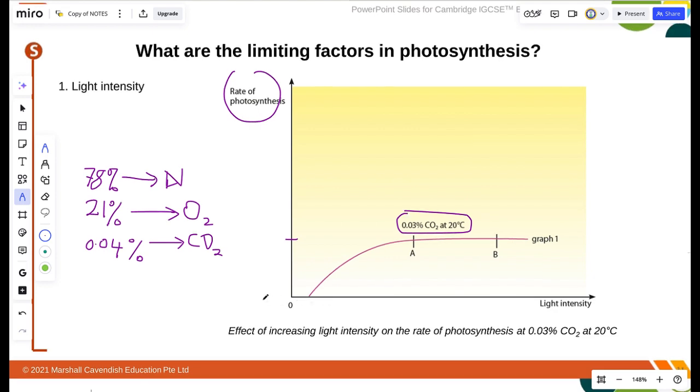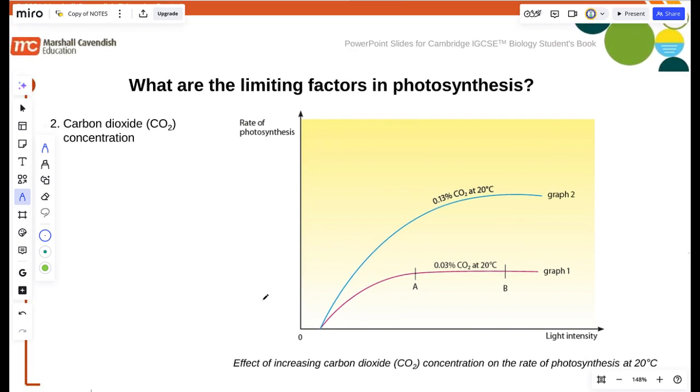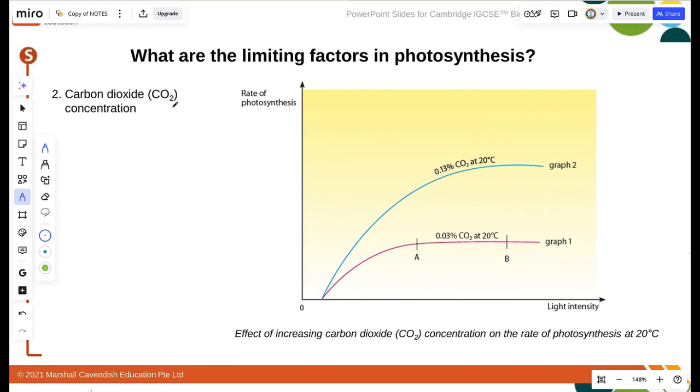Now let's take a look at another factor. The second factor is carbon dioxide concentration. Look at the rate of photosynthesis, light intensity, and carbon dioxide concentration. Now we have two graphs. The first one has 0.03% carbon dioxide. The second one has 0.13%, which is way greater than 0.03%, at the same temperature.